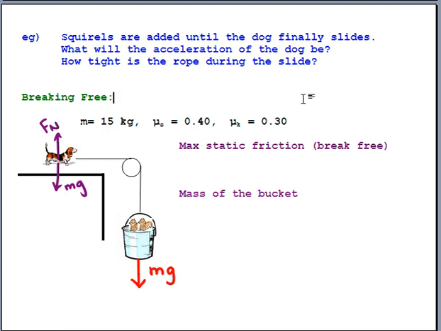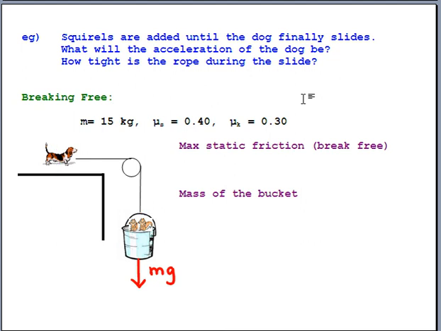We've got an mg down for the bucket of squirrels, and we're going to keep adding squirrels until it breaks free. So that mg is going to get bigger and bigger. There's a tension pulling up. That's the dog talking to the bucket saying, hey, bucket, don't go. That tension's going to get bigger and bigger as the squirrels start getting added, right? Because it has to match the mg.